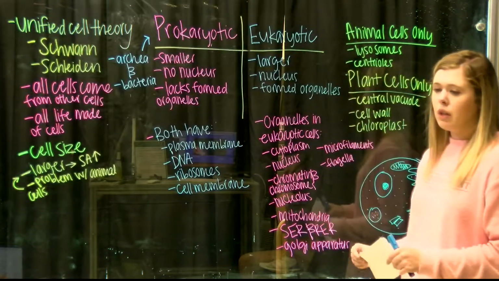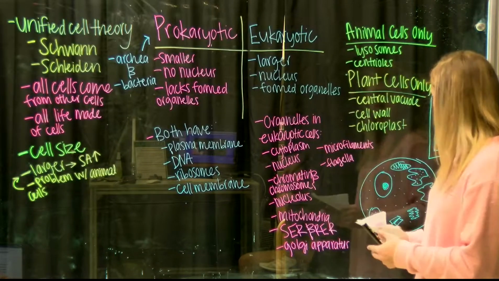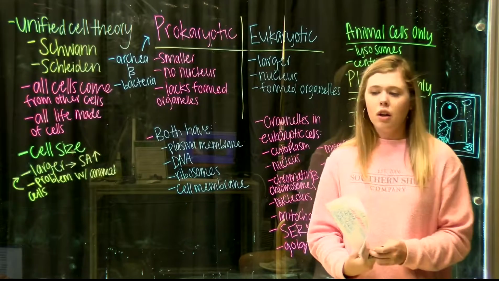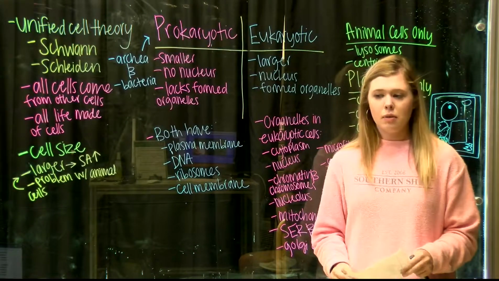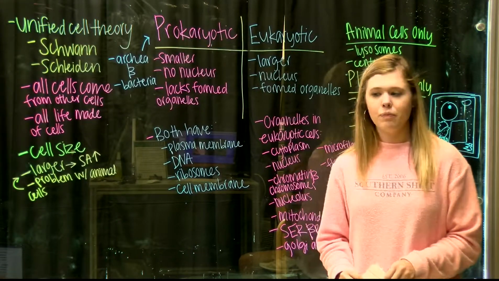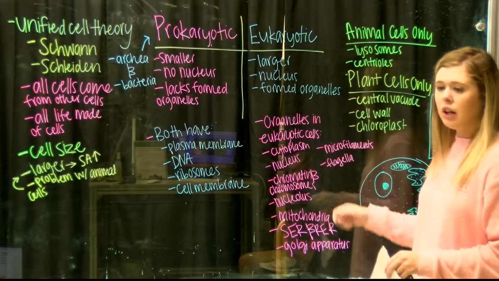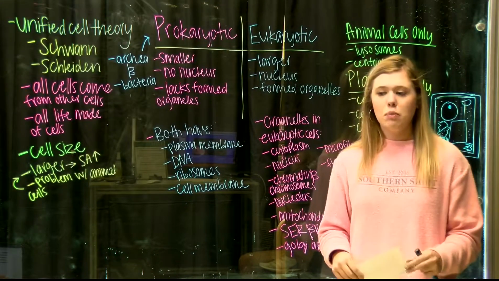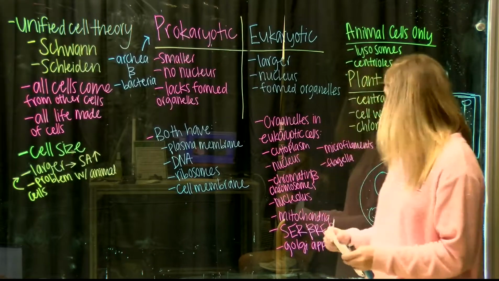And then another few things to talk about are the microtubules, which are small hollow tubes composed of polymerized dimers of alpha tubulin and beta tubulin. And then flagella are long hair-like structures that extend from the plasma membrane and enable an entire cell to move.